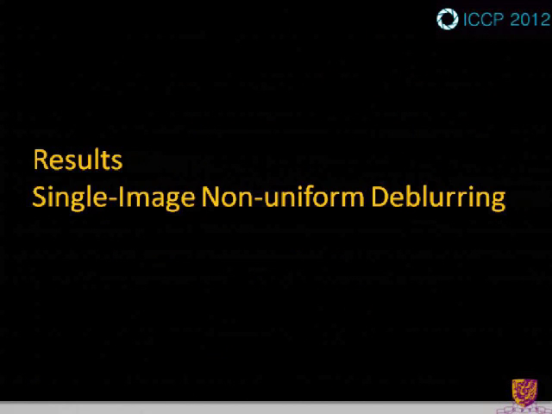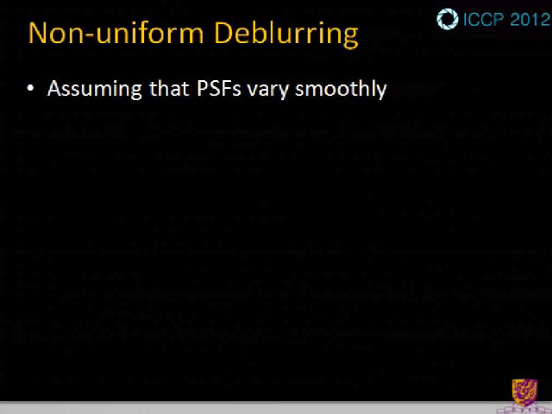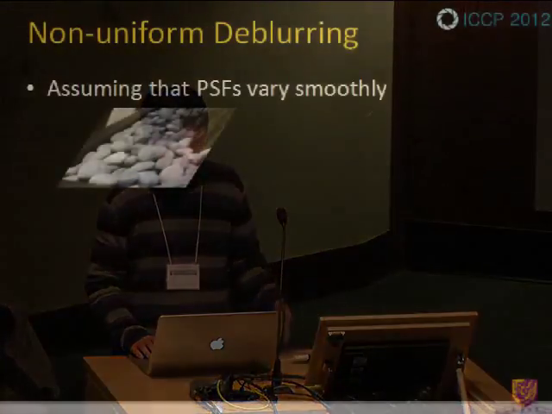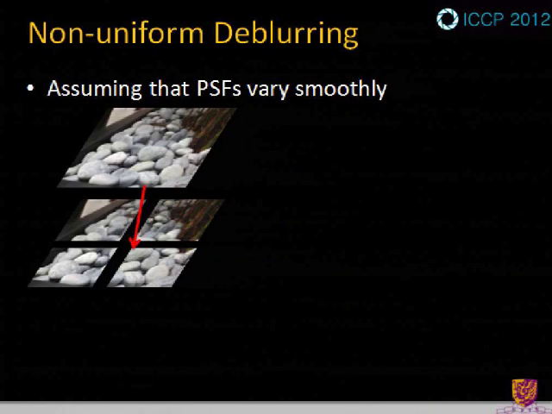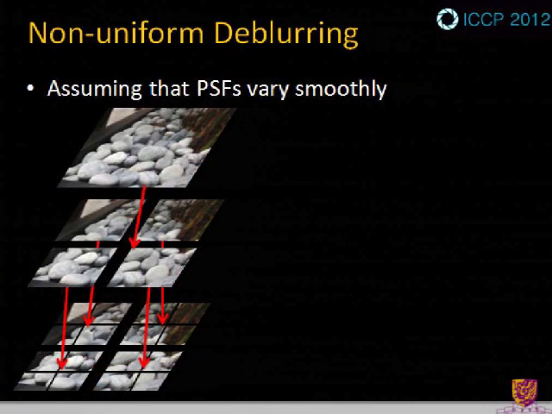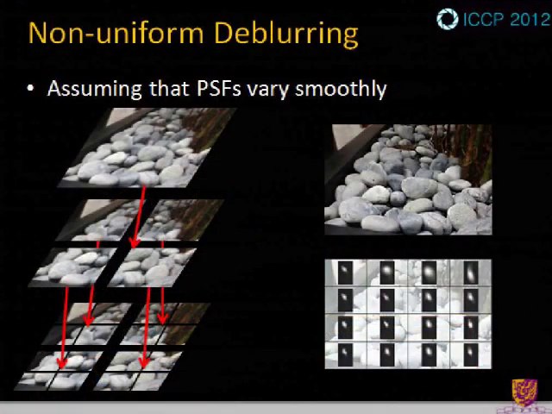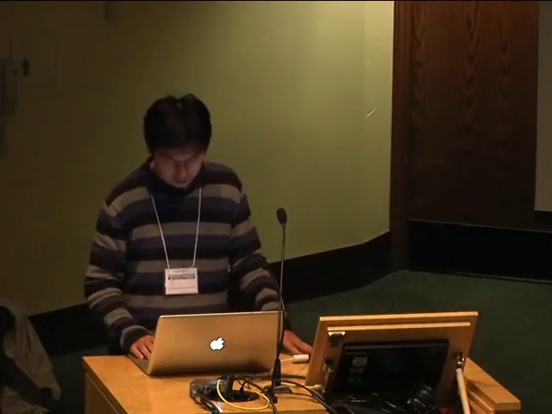Finally, our method can also be applied to single image non-uniform deblurring by assuming that the PSFs vary smoothly. This is done by regularly partitioning the image into 4 patches and constructing a hierarchical estimation tree. Then the PSF is estimated in a top-down fashion. This is the result, and the resulting PSF kernels do vary smoothly.